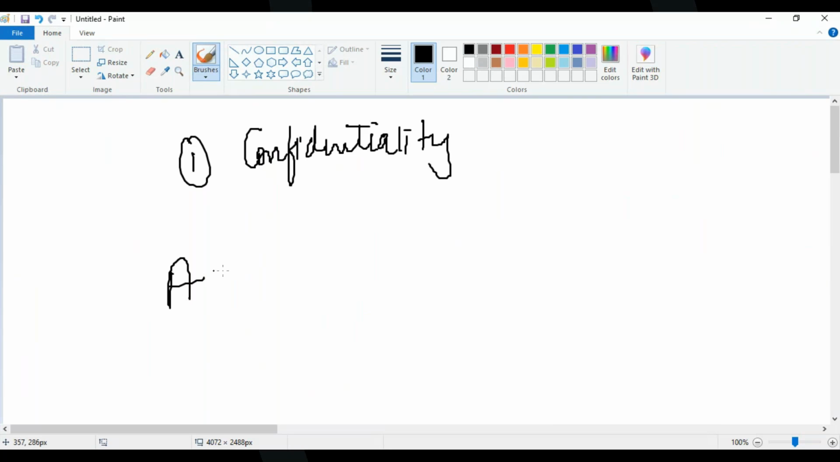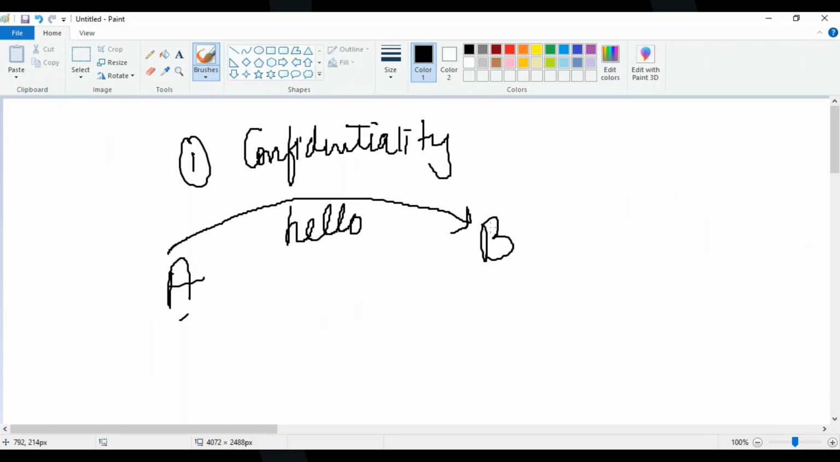Suppose this is A and this is B. Now A wants to send a message to B, correct? Suppose a hello message. But there is a lack of confidentiality there, and C is also able to get what A is sending to B, right? So that is a lack of confidentiality.